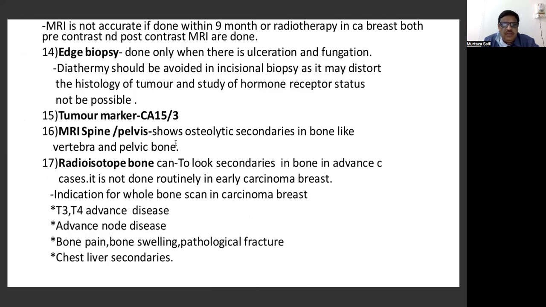Tumor markers CA 15-3, CA 27-29. MRI spine or pelvis shows osteolytic secondaries in bones like vertebra and pelvic bone. Radioisotope bone scan can be done to look for secondaries in bone in advanced cases. It is not done routinely in early carcinoma breast. Indications for bone scan in carcinoma breast: T3, T4 advanced disease, advanced node disease, bone pain, bone swelling, pathological fracture, chest and liver secondaries.